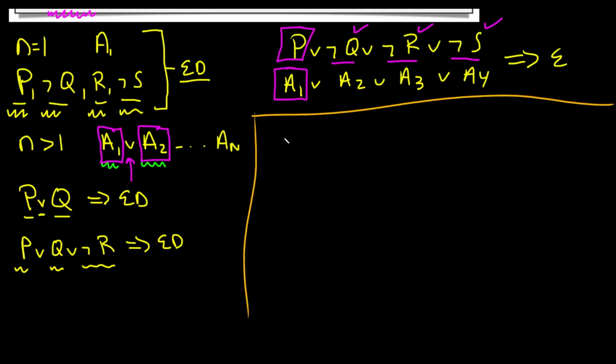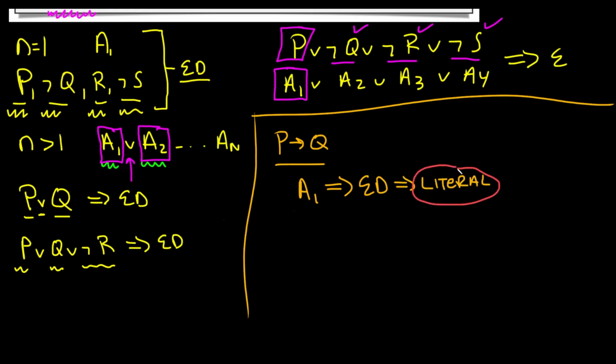Let's look at two formulas that are not elementary disjunctions. So first, let's look at P right arrow Q. If we took P right arrow Q and treated it like a single formula, in order for it to be an elementary disjunction, it would need to be a literal. But since it is not a literal well-formed formula, this formula is not an elementary disjunction.